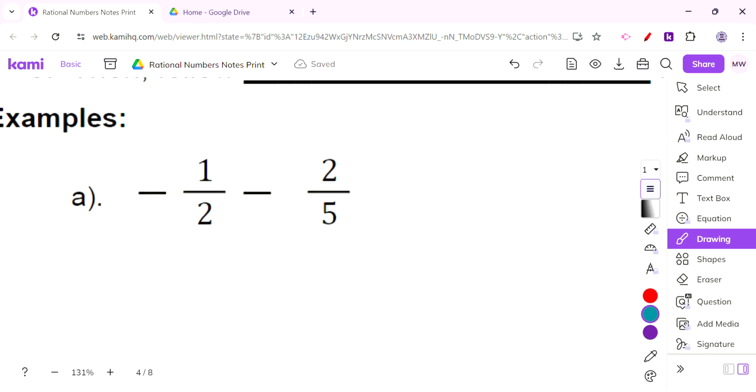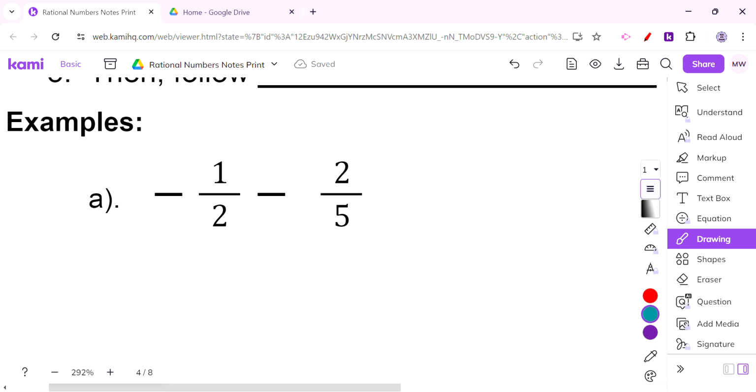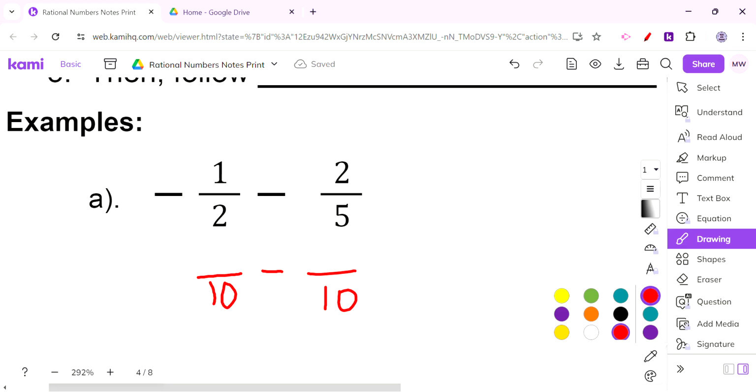Alright, so let's go over this. We have negative 1/2 minus 2/5. So our common denominator between 2 and 5 would be 10. 10 is a multiple of both 2 and 5, right? The multiples of 2 are 2, 4, 6, 8, 10. The multiples of 5 are 5, 10, 15. You'll notice that 10 is a multiple of both, so that's why I made that the denominator. In fact, it is the least common multiple, which makes things a little bit easier.